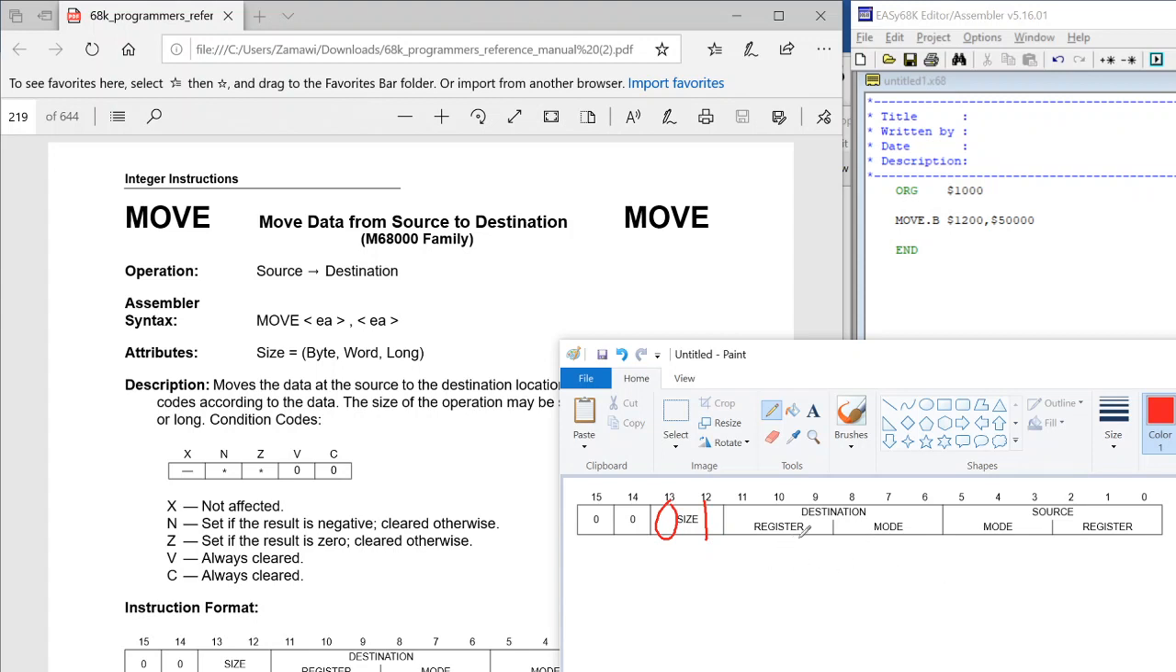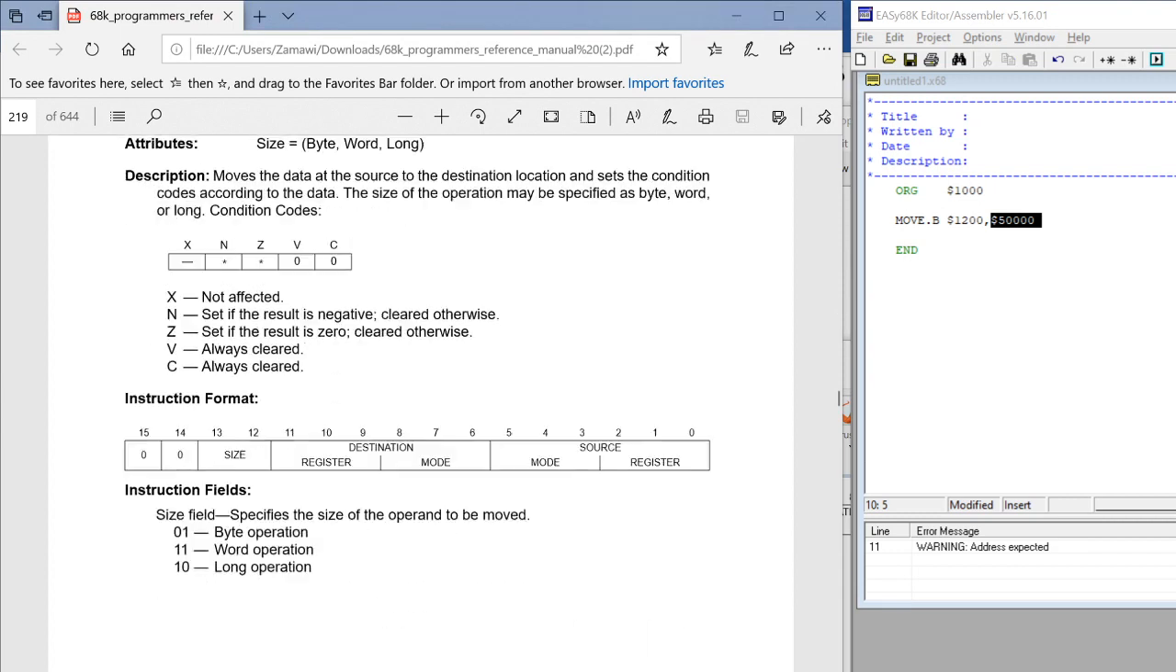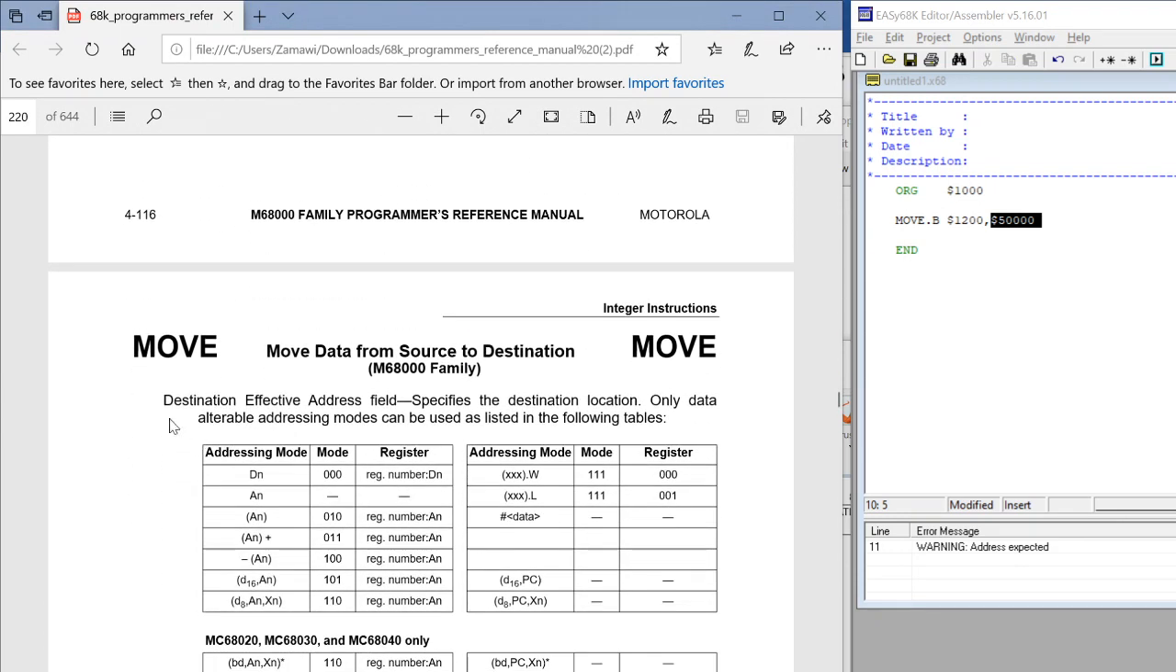Destination register and mode. So you are looking at here. How many digits? This is not a bracket. This is directly to the address memory location. So how many digits? This is 1 2 3 4 5 digits. Then you have to consider an absolute long. Okay, it's more than 4. So for the destination, you have to look at the tables over here.